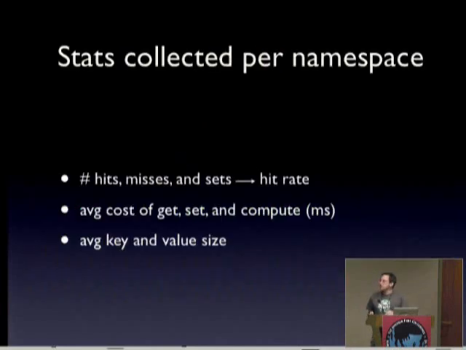I just mentioned that CHI, if you enable statistics, will log all these things: for every namespace, the number of hits, misses, and sets, the cost of a get, set, and compute, and the average key and value size. It gives you a nice log file that it helps you parse, and pretty soon I'll have a web page as well that's open source to let you view all this stuff.